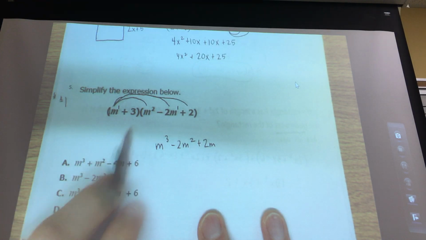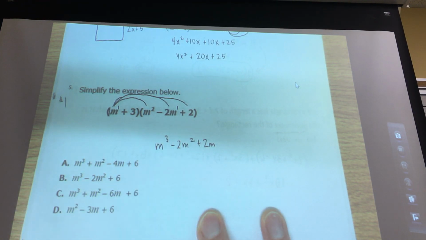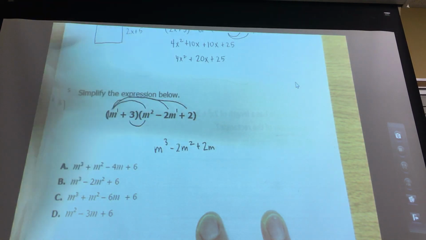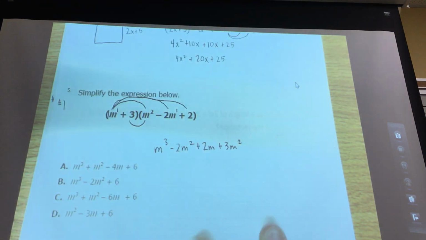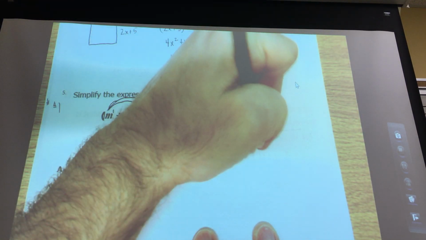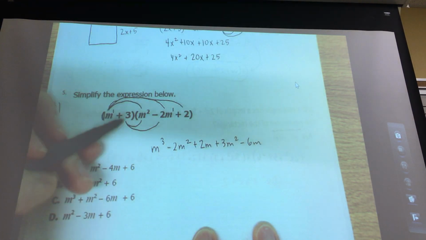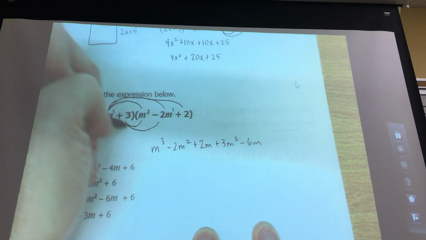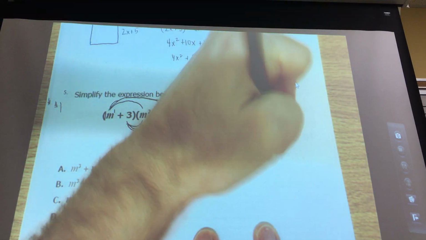Now you need to take your second term, which is 3, and multiply by all 3 terms there. So 3 times m squared is 3m squared. 3 times negative 2m is going to be negative 6m. 3 times 2 is going to be positive 6.